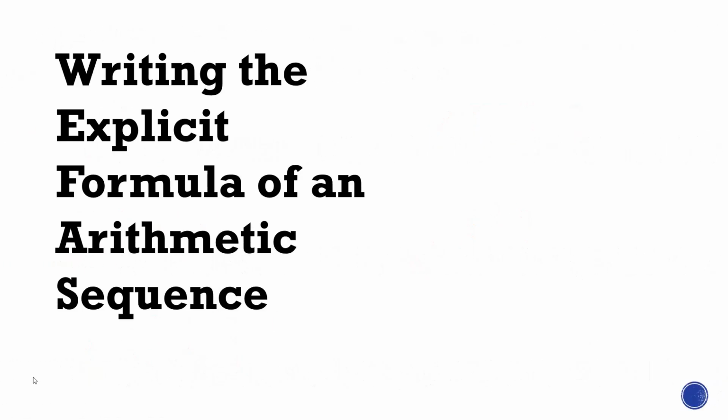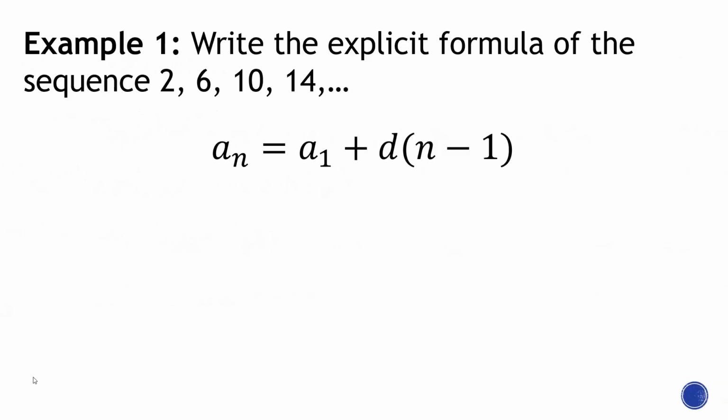Now let's go to writing the explicit formula of an arithmetic sequence. Write the explicit formula of this sequence: 2, 6, 10, and 14. To do that, we have the formula for the indicated term of an arithmetic sequence. a_n is the indicated term, a_1 is the first term, d is the common difference, and n is the number of terms in the sequence.